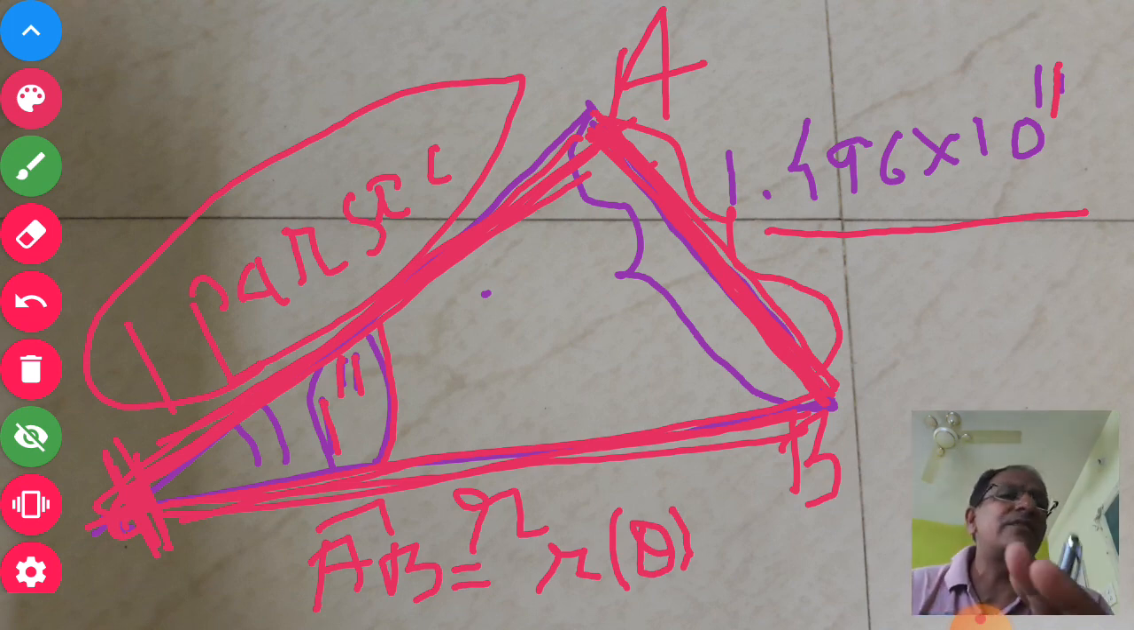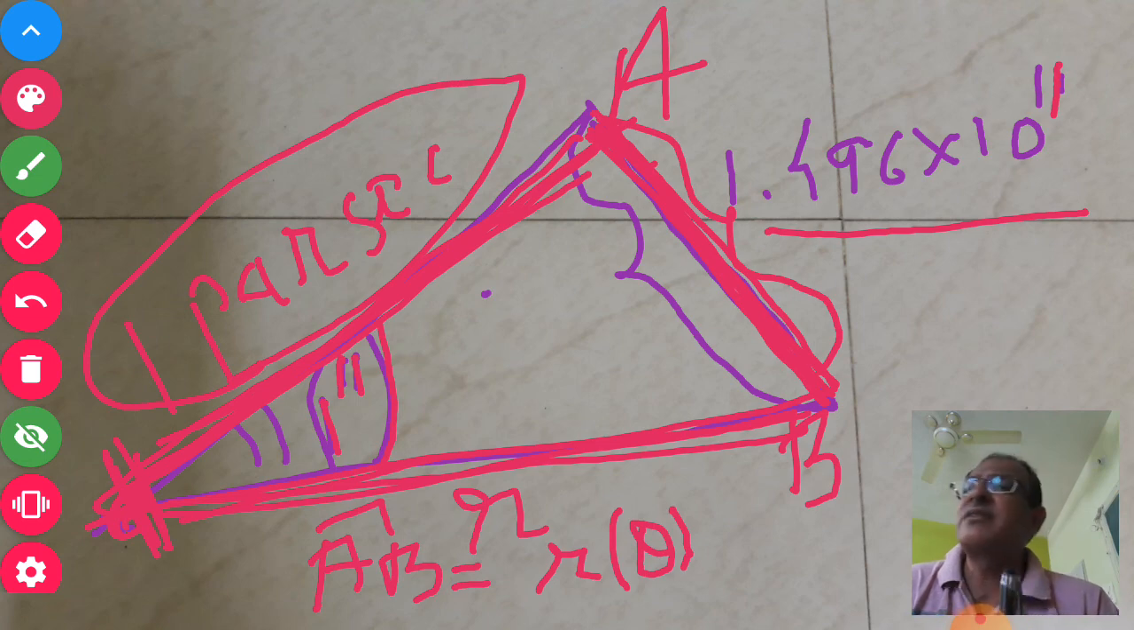So 1 parsec, you just remember. It can be asked somewhere in an MCQ or in a short question, what is 1 parsec? 1 parsec is 3.08 into 10 raised to 16 meter. Go through this, read from the textbook. You got the textbook today. Revise this 2-3 times. Okay, thank you.